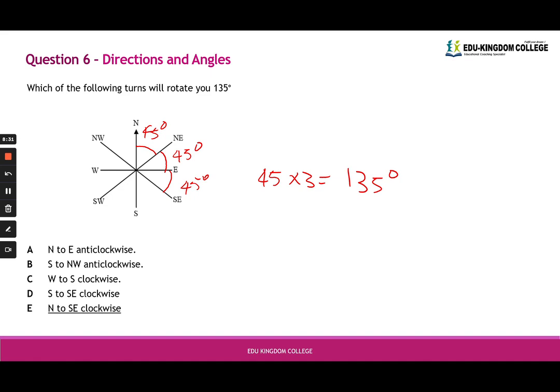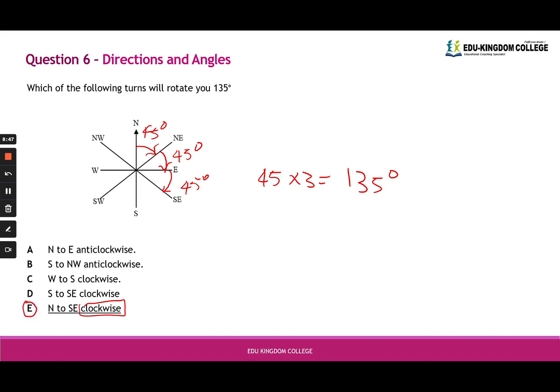Now, we also have to remember what it is talking about. It's talking about clockwise, right? So obviously, we want to be counting it this way, okay? And that's exactly what we've done, right? We've counted the clockwise rotation of 135 degrees, okay? And so the answer to this question is E, right?